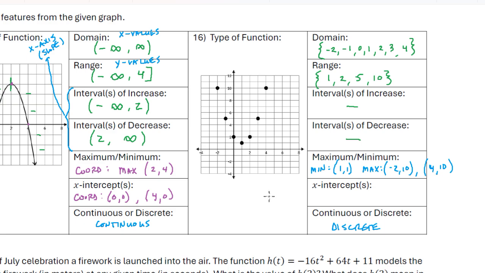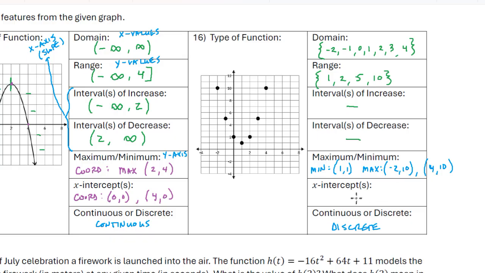So maximum and minimum, if you think about this, we're looking for the coordinate, like connect this. Maximum or minimum is really looking at the maximum or minimum on the y-axis. So this coordinate is the maximum value on our y-axis. These are also maximum and minimum on our y-axis.